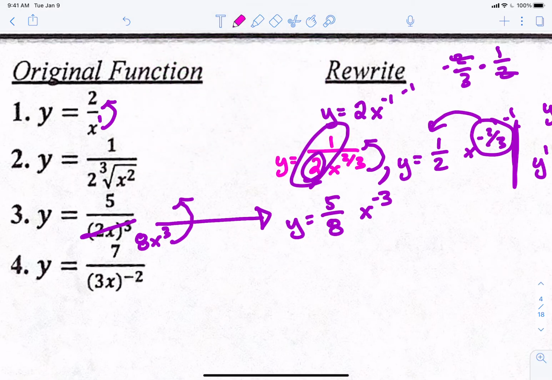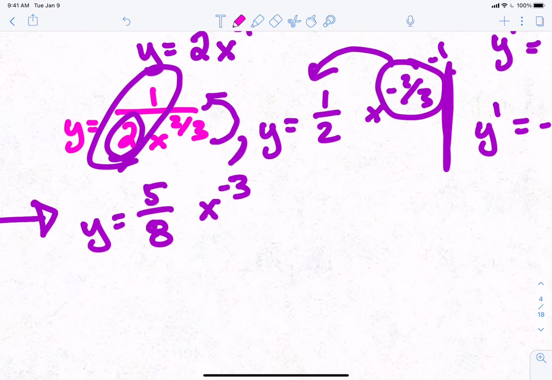Okay. All right, ready? So now we're ready to find the derivative. Now we need to find the derivative. So, okay, -3 comes down in front.